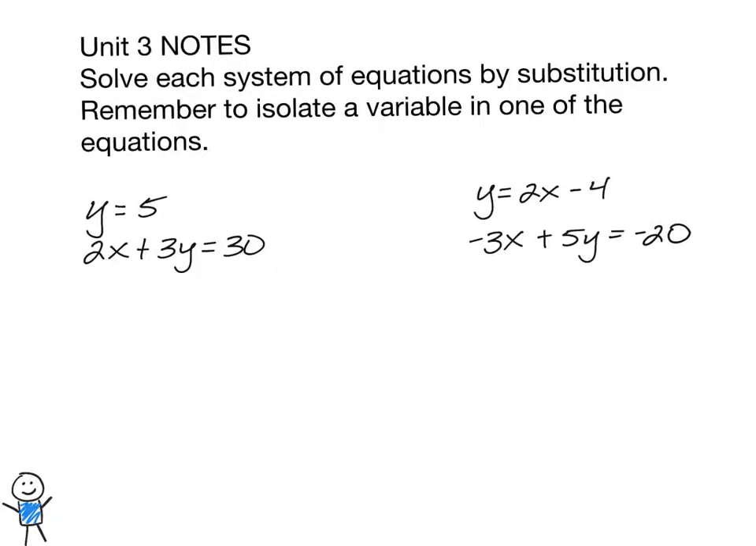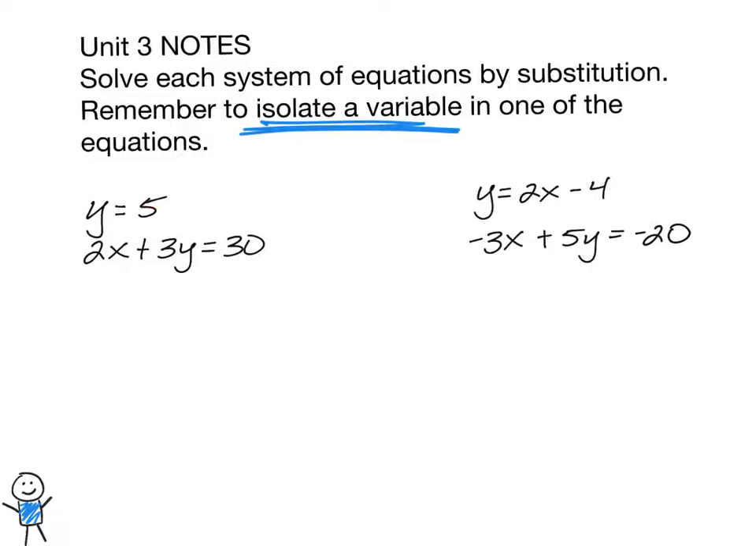On this slide it says to solve each system of equations by substitution, remember to isolate a variable in one of the equations. And you may remember from last chapter, we actually solved systems by graphing and found where those points intersected. In this particular lesson, we're going to talk about how to solve by substitution. Now, to substitute, you've got to isolate one of your variables. That means you need a variable by itself.